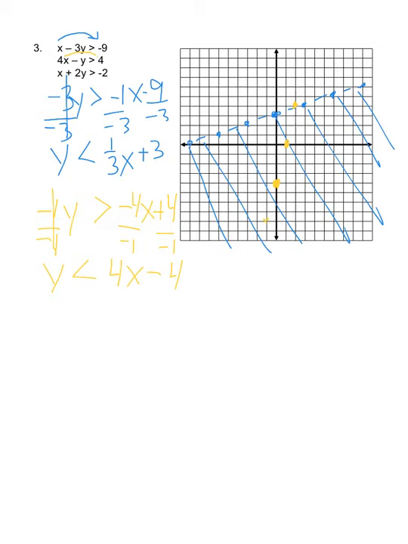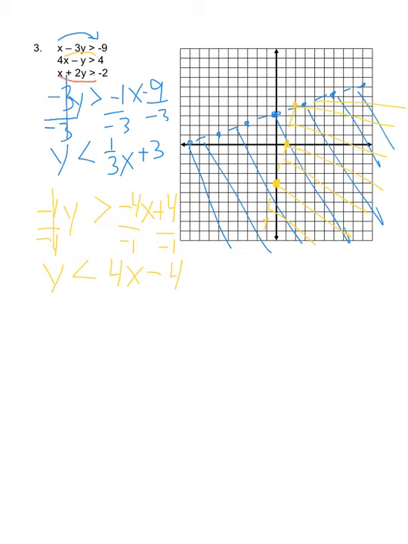This is another dotted line, so I'm going to add some dashes in there. It says less than, so I am shading down. And I can see that I have a double shaded blue and yellow area. Finally, the last one, I'm going to use red. We're going to have a triple shaded area.